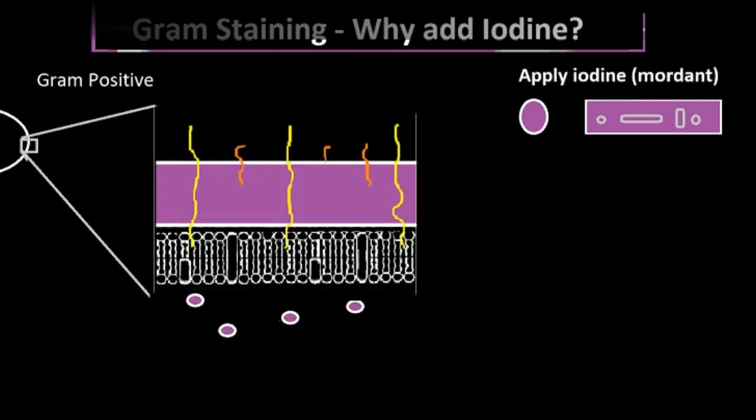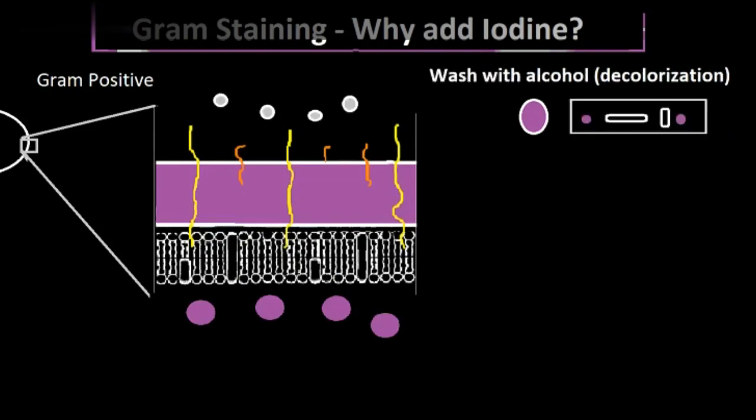The next step is to add the iodine, which acts as a mordant, and this just means that it intensifies the stain. And very soon you'll know what I mean by intensifying the stain. The iodine molecules travel to the cytoplasm. The two combine to form a crystal violet iodine complex, or CV-I. The next step is the application of alcohol.